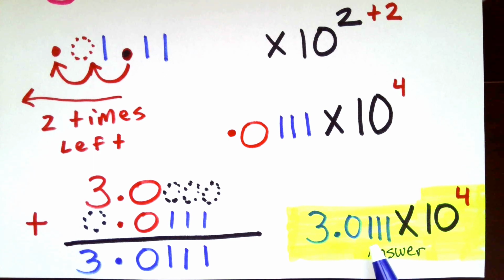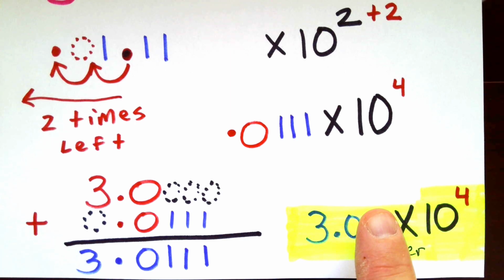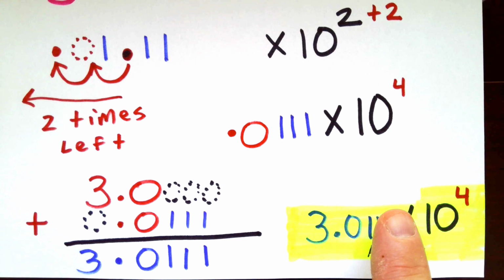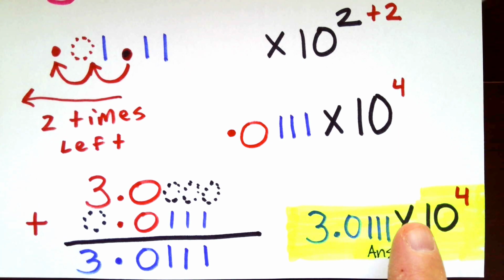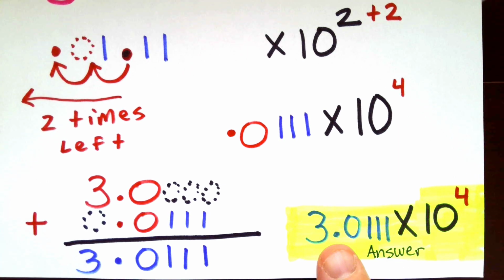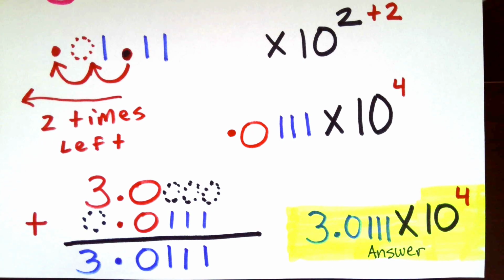Now, I do want to point out, since the value to the right of the 0 is less than 5, you're not going to be able to round up that 0. So technically, you could say 3.0 times 10 to the 4th. You could say 3.01 times 10 to the 4th. Or you could write the whole coefficient, 3.0111 times 10 to the 4th. Every one of those values would be a correct answer. It just determines how detailed you want to be in your answer.